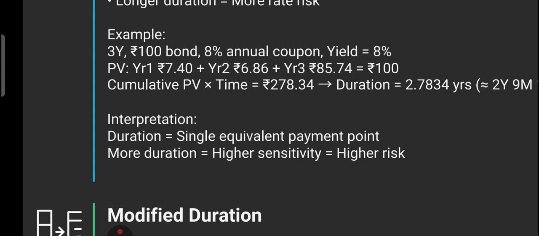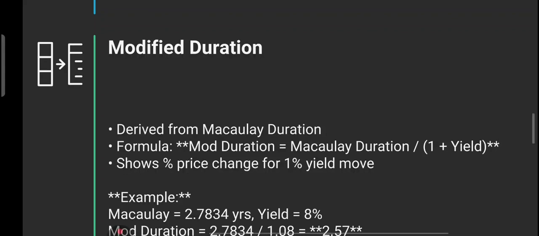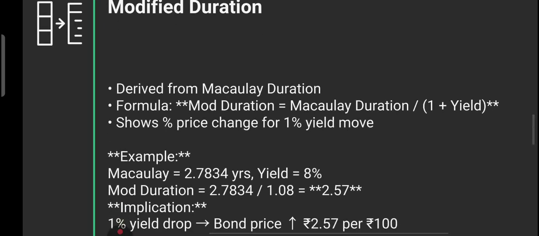What is the modified duration? While McCullough duration tells us the timing, modified duration tells us the price change for a 1% movement in the yield. McCullough duration, what is it? It tells you time. That this entire bond cash flow, we can simulate it like one single cash flow which I will receive after 2.78 years. The same amount, right? Now what is modified duration? It tells us how much the bond price will change for a 1% movement in the yield.